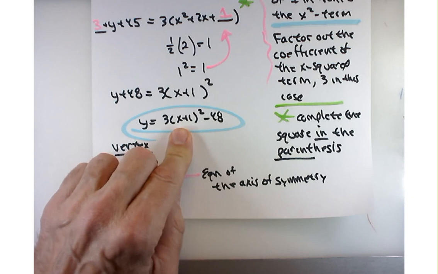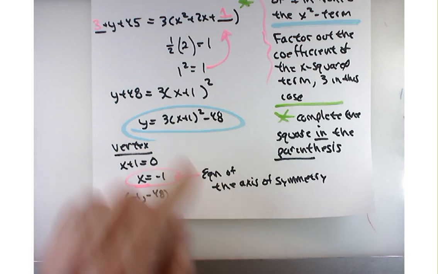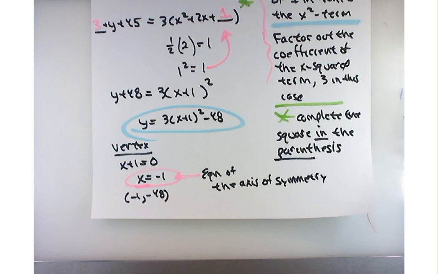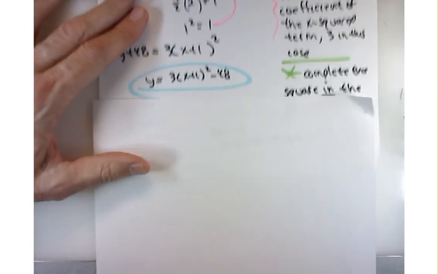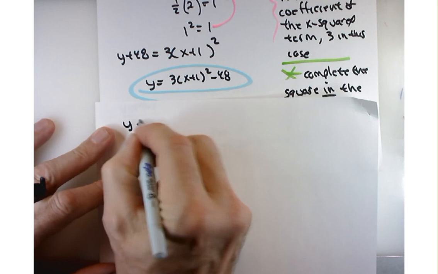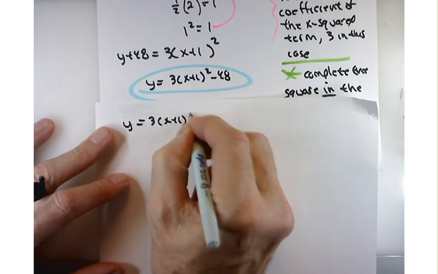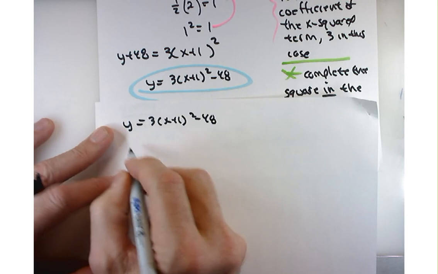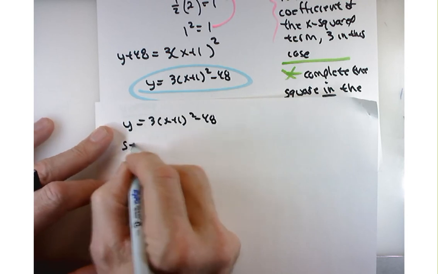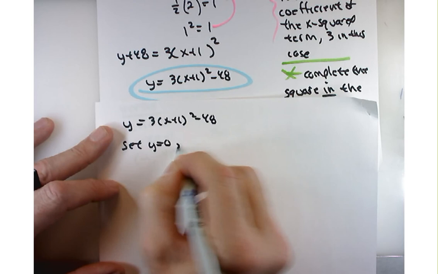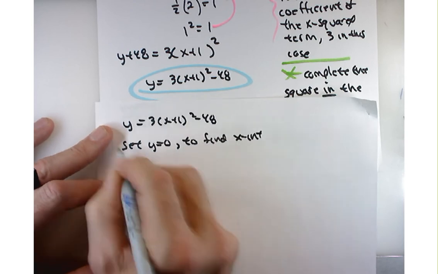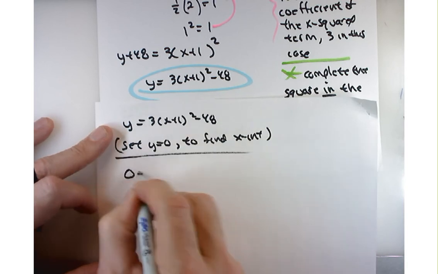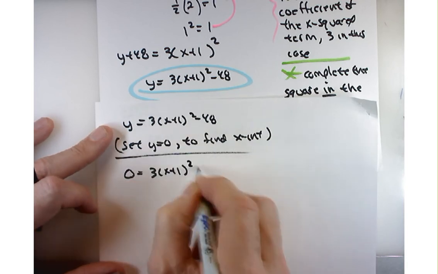Do you want to finish this up? Should we solve for the x-intercepts? I think it actually works out kind of nice. So let's do it. So if I had y equals 3 times x plus 1 squared minus 48, and I want to find the x-intercepts, set y equals 0. So it's going to be 0 equals 3 times x plus 1 squared minus 48.